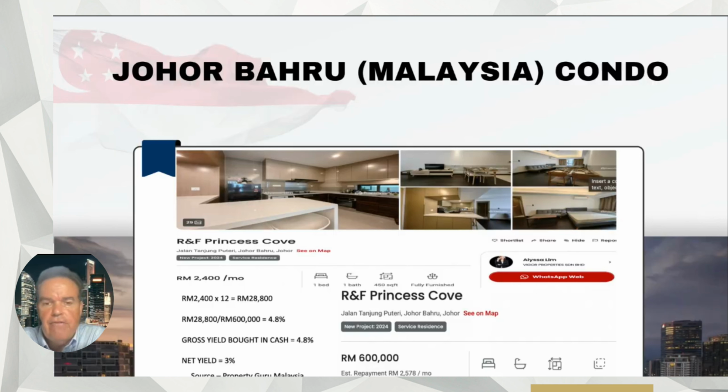So really very good location, very convenient to be able to access Singapore, and you're pretty much in the city center of Johor Bahru. And this condo, it's a small one-bedroom unit with an asking price of 600,000 ringgit, which is less than 200,000 Singapore dollars. But let's have a look at the numbers. The estimated mortgage repayments per month are 2,578 ringgit per month. And over towards the left, the estimated rental per month is 2,400.